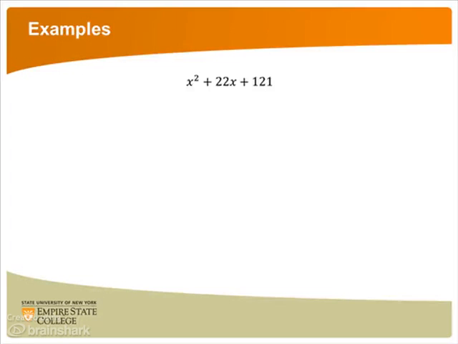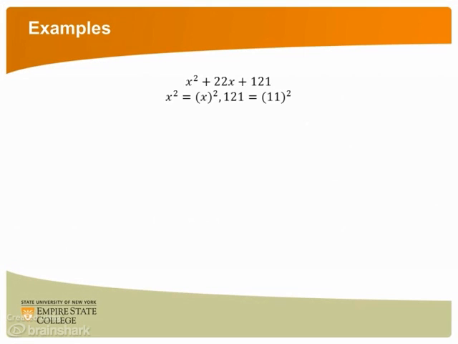Suppose you want to factor x squared plus 22x plus 121. We start by realizing x squared is x squared, and 121 is 11 squared. Now we verify that the middle term equals 2 times what is being squared to form the first and last term. Because 22x does equal 2 times 11 times x, we know we have a perfect square to factor. So x squared plus 22x plus 121 factors as the quantity x plus 11 squared.